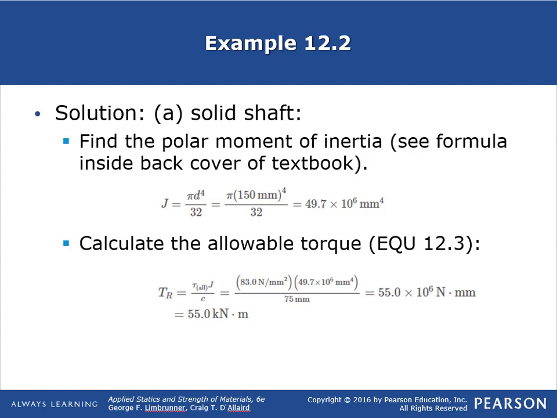Solution A, the solid shaft. Find the polar moment of inertia formulas inside your textbook. That's J equals pi d to the fourth divided by 32, and then solve that in terms of millimeters. And then calculate the allowable torque. That's equation 12.3. The allowable torque is the allowable shear stress times J divided by c, which is the distance to the outside of the shaft.